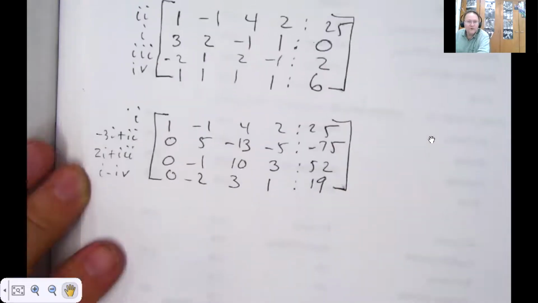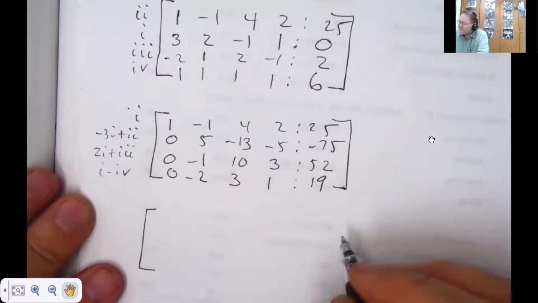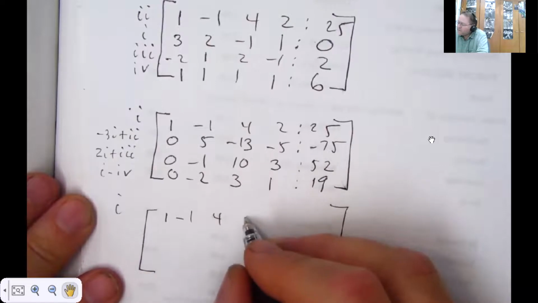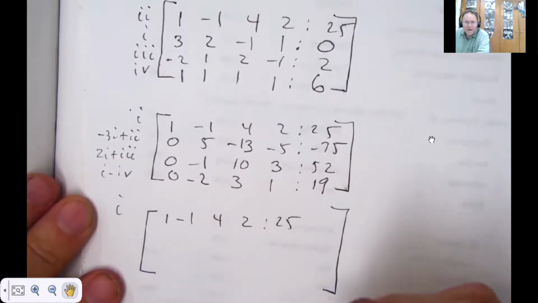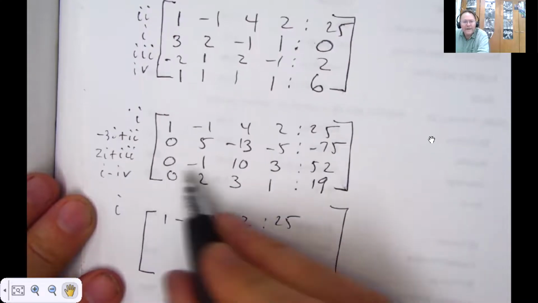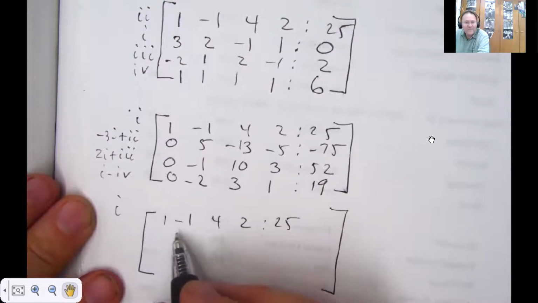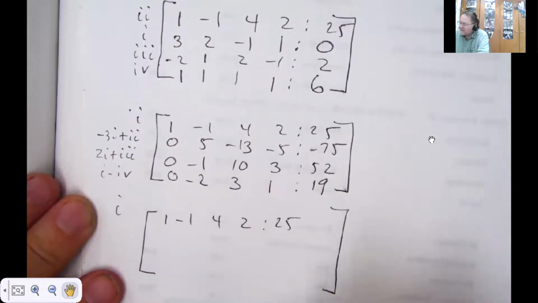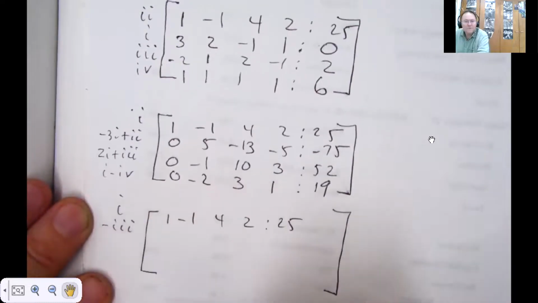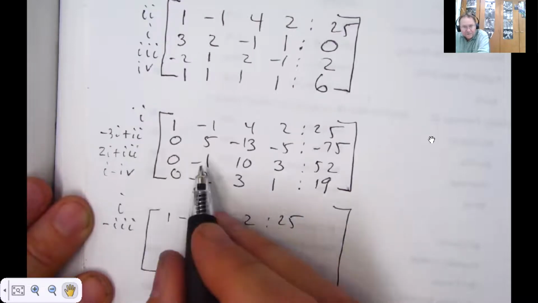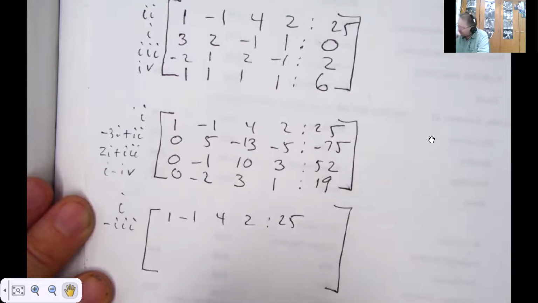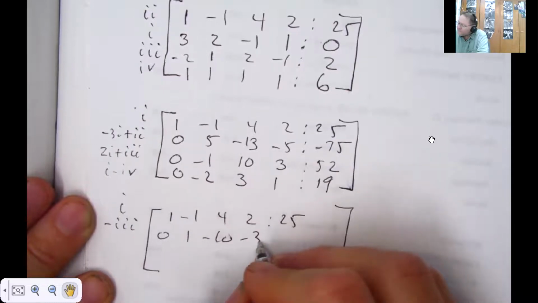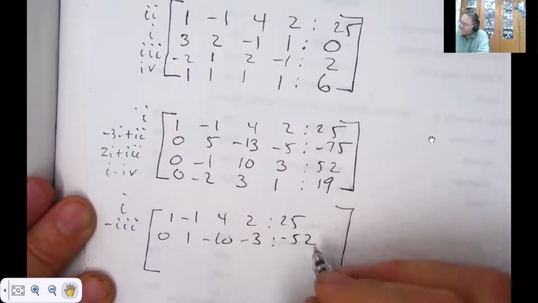All right, now I think I'm gonna do two steps in one. I'll go ahead and keep row one the same. It's one, negative one, four, two, and 25. I'm gonna multiply this row by negative one, because remember what my goal is. My goal is to make that a positive one. So if I multiply this row by negative one and then move it up to row two, then I'll have it. I'm going to write negative row three, and multiply it by negative one, and also move it. So I got zero, one, negative 10, negative three, negative 52. And let's keep all the other rows the same.